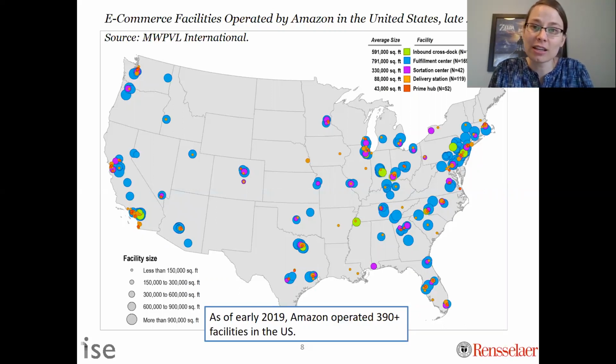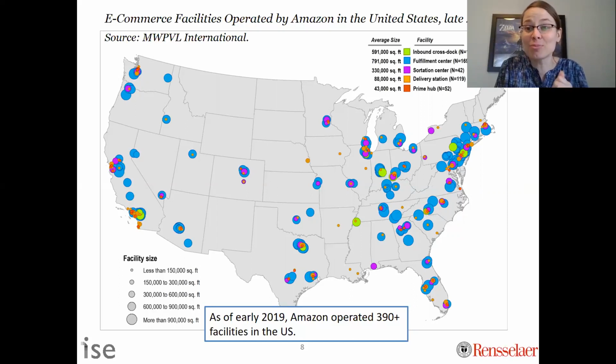And if you look at this, the different colors of this map represent different types of facilities. So some are just cross-dock, so they just take in a product and let it go. Some of them are fulfillment centers, sortation, delivery stations, and prime hubs. And so they're not all the same type of facility. They have different capabilities and functions, but there's a lot of them. And so why do they have a lot of them? Because if you think about Amazon, what they promise is fast. They promise speed.